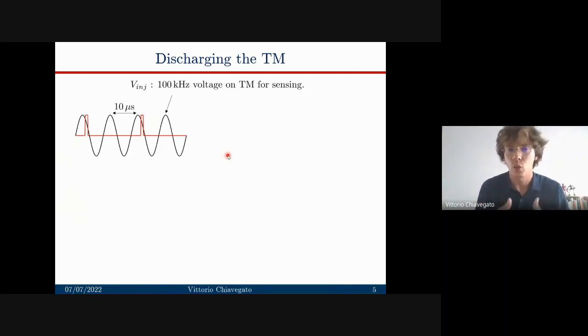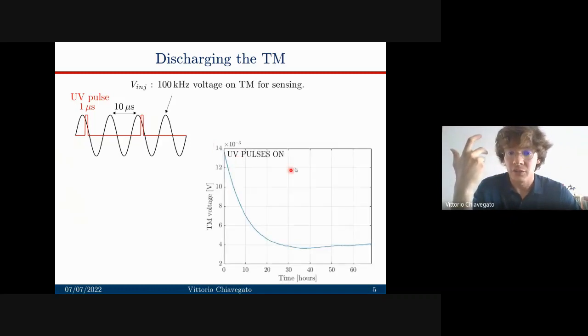It is a 100 kilohertz voltage that is imposed on the test mass for sensing purposes. Then there are these 1 microsecond pulses of UV light, and you see there's a certain phase between the injection voltage and the pulses. If you use a scheme like this, what you can observe is something like what is shown in this plot here.